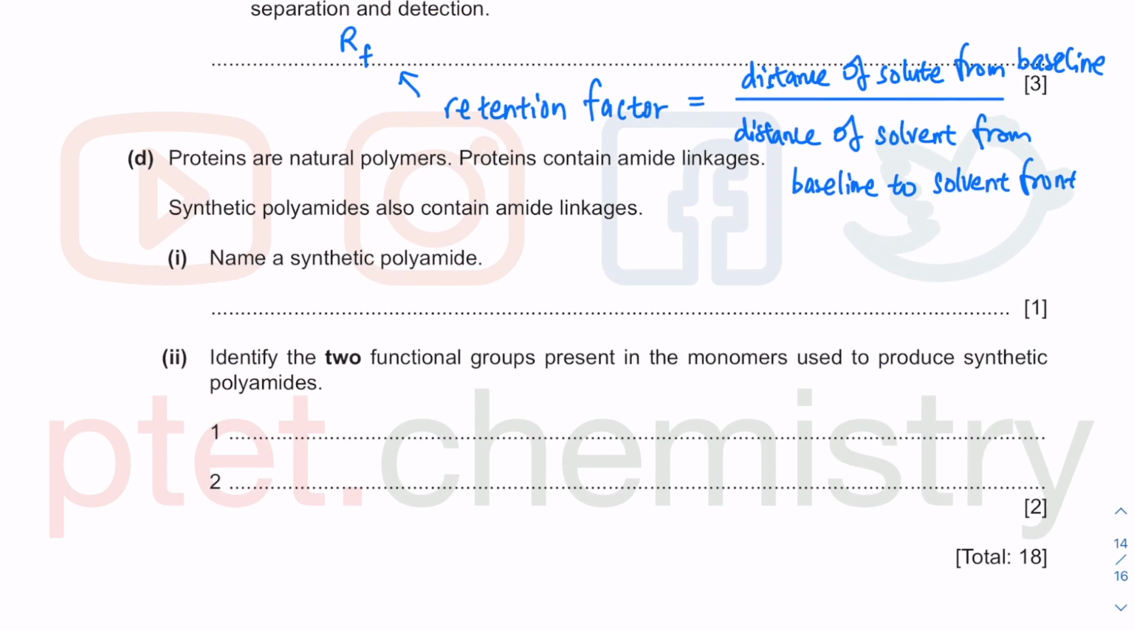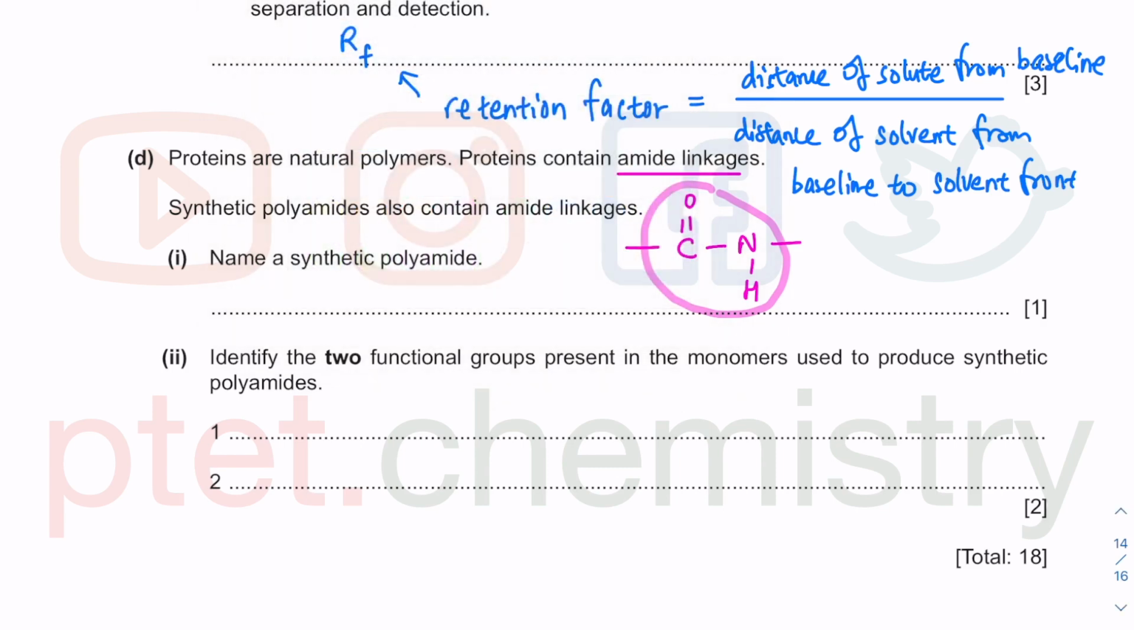Part D, proteins are natural polymers. Proteins contain amide linkages. Amide linkage is C double bond O and N-H like this, and then carbon forms 4 covalent bonds, 1, 2, 3, so it extends this way. Nitrogen forms 3 covalent bonds, so 1, 2, it extends this way. So this whole thing is the amide linkage there.